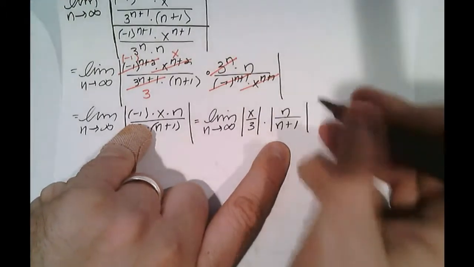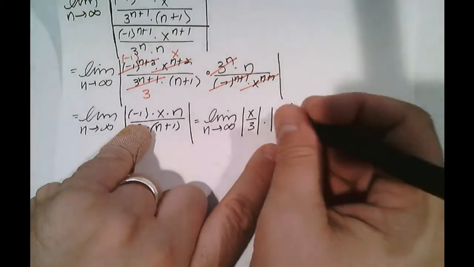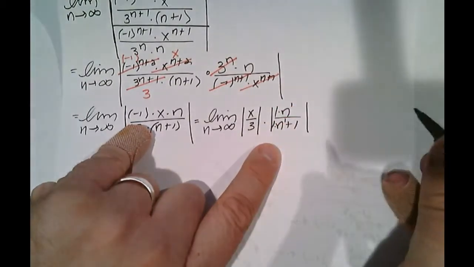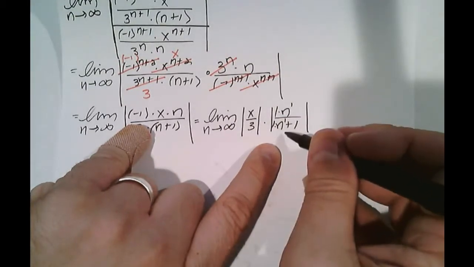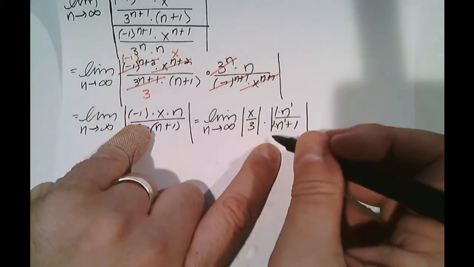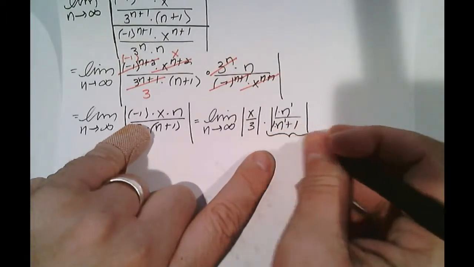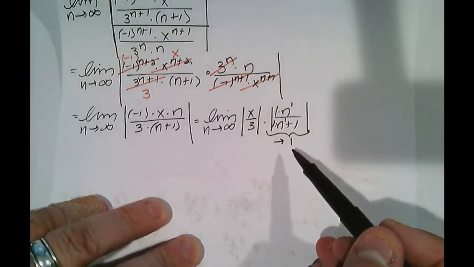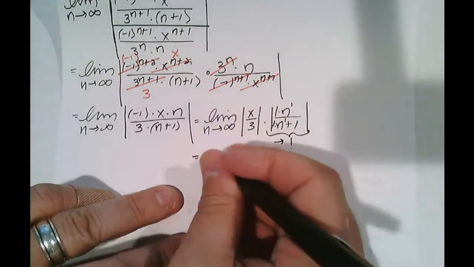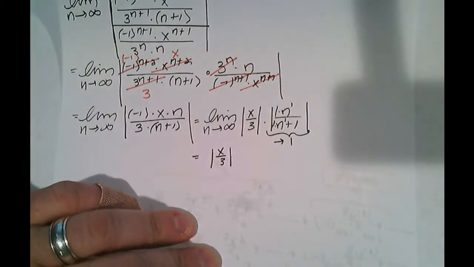These are both degree 1. This is n to the first plus 1. They both have a leading coefficient of 1. What happens here is the degrees are the same, so you take the ratio of the leading coefficients. All of this is approaching 1. Not equal to 1, but approaching 1. So your final limit is the absolute value of x over 3.